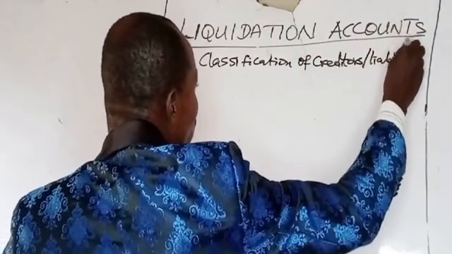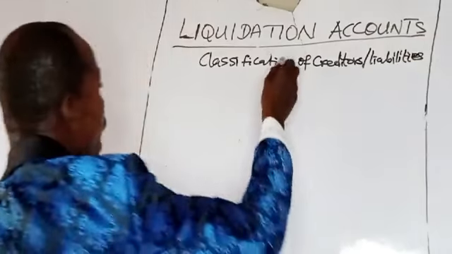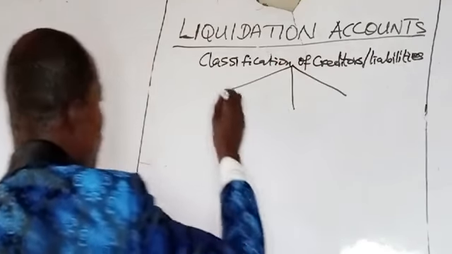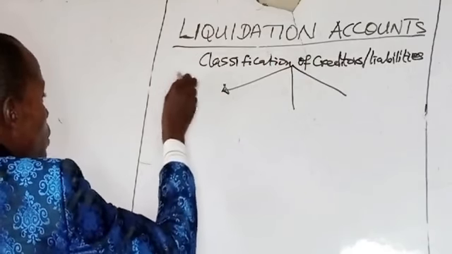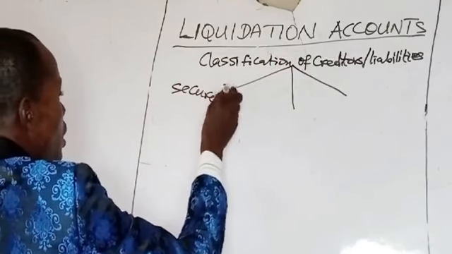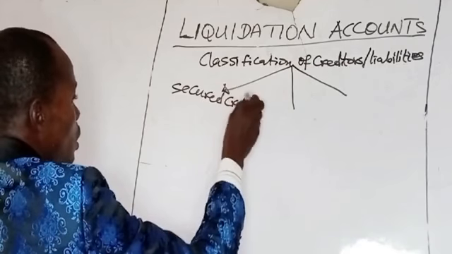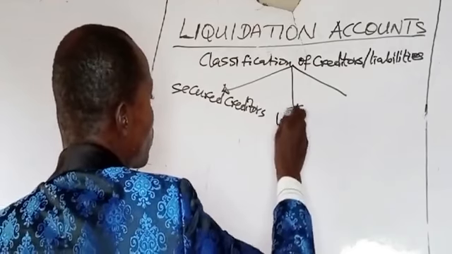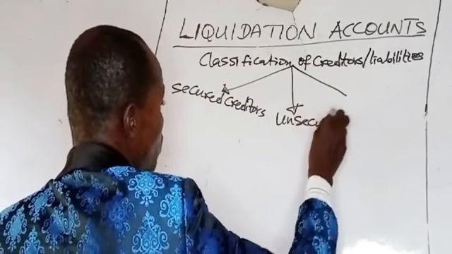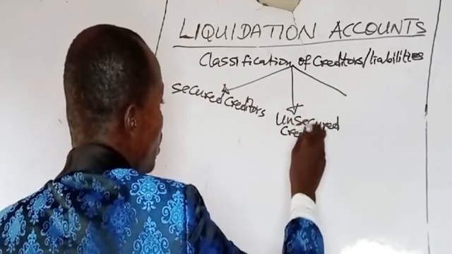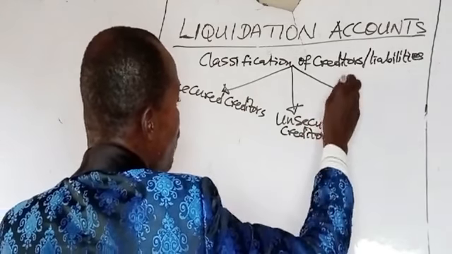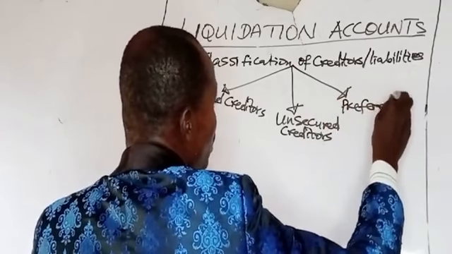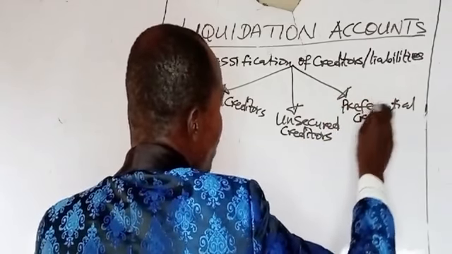For our purpose, we are going to categorize the liabilities into three. Number one, we have secured creditors. Number two, we have unsecured creditors. Number three, we have preferential creditors.